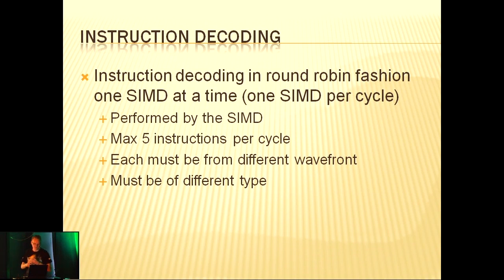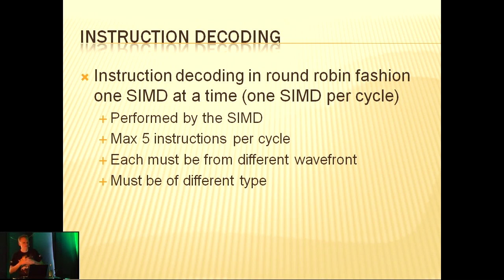So after we've fetched the instructions that we're going to execute, we have to decode them. The process of decoding goes so that the CU goes through the different SIMDs in a round-robin fashion, choosing one SIMD at a time to do decoding. Each individual SIMD can decode 5 instructions per cycle, but each of these instructions must be from a different wavefront. And this is basically to make sure that we're doing in-order execution.